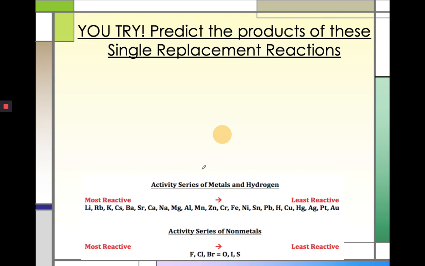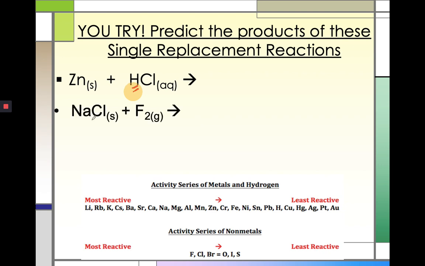Now you try. Can you predict the products of the following single replacement reactions? Let's say between zinc and HCl, will zinc be able to displace hydrogen in the compound HCl? And then in the second example, this is now between Cl and fluorine. Will fluorine be able to displace Cl? Non-metal to non-metal. And in the third, will aluminum be able to displace copper?